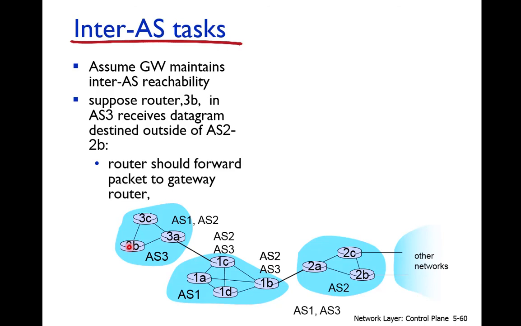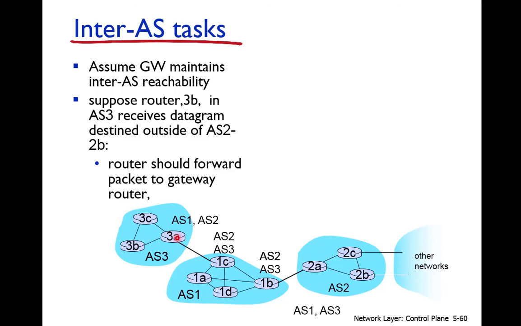So in this case it knows that 3A is the gateway. We have already discussed that 3A is the gateway. So if a node doesn't know about the destination, then the node forwards the packet to the default gateway. So in this case the gateway is 3A, so 3B will forward the packet to 3A.